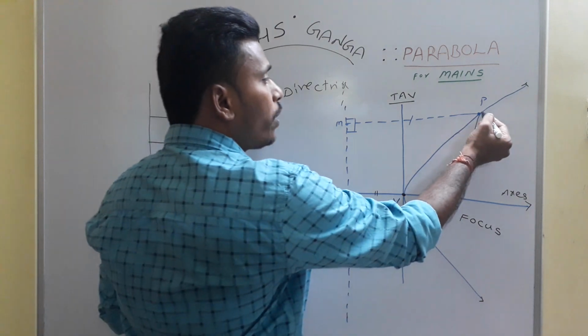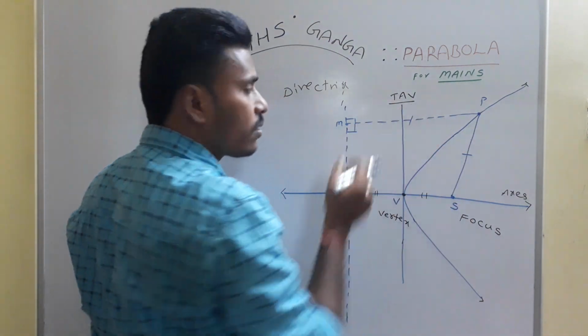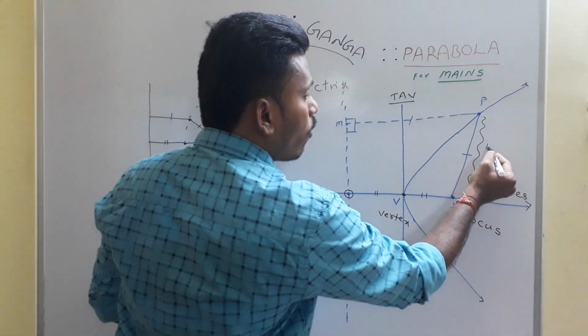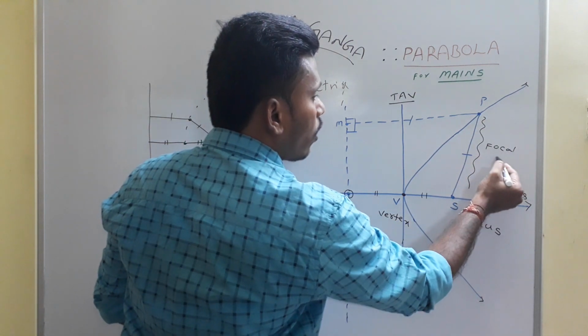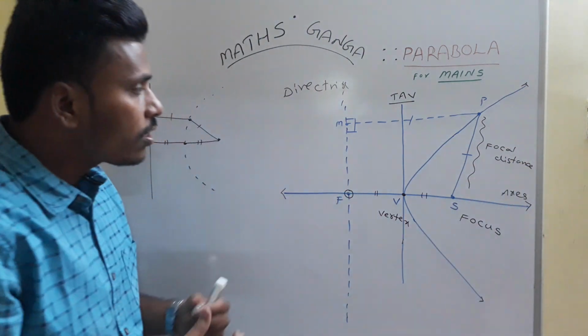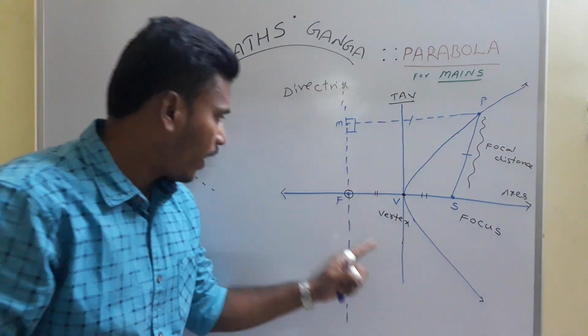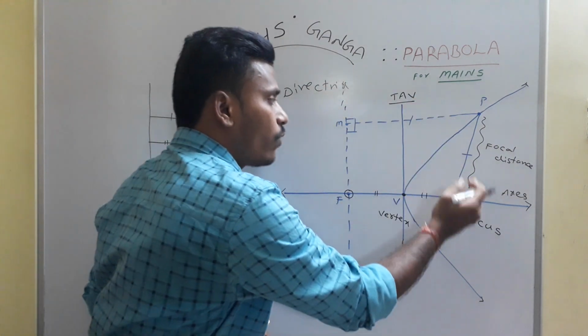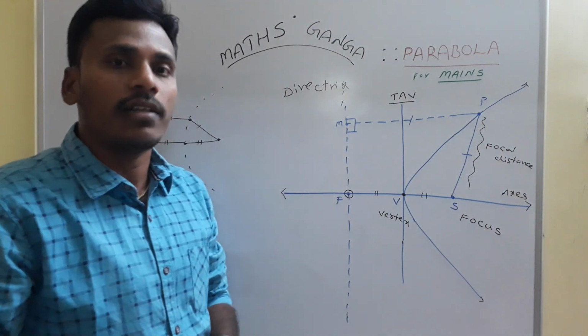And for any point P on the parabola, these two distances are the same, and this distance is usually termed the focal distance of the parabola. So these are the basic terms: focus, vertex, foot of the directrix, directrix, tangent at the vertex as well as axis, and the focal distance.